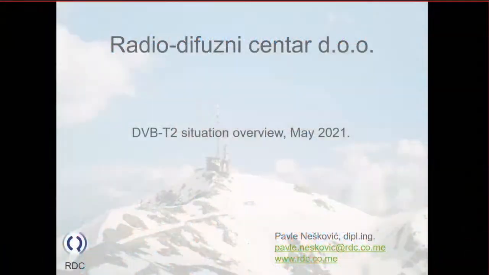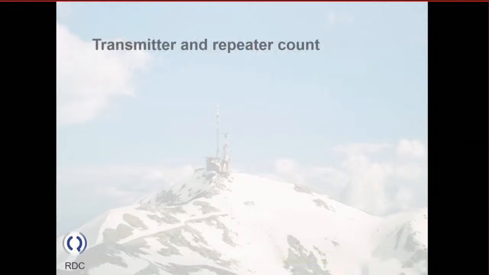Okay, it is on. So this is the situation with the T2 network in Montenegro on this day, in May 2021. We have started our digital transmission back in 2013. And we started with T2 from the beginning. So no migration from T to T2, just the T2 standard. The presentation is very short, and I managed to put the basic things we have in the network.